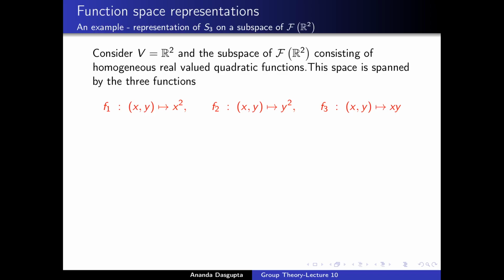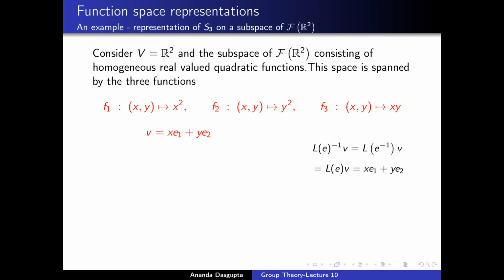Now, let us make use of the representation that we have already figured out of S3 on R2 and use that to induce a representation on this subspace of homogeneous real-valued quadratic functions. The first thing that we are going to look at is the identity, and of course L(E) of V is simply V, but what we need to remember is L(E) inverse, but that again is also obviously V. So under the action of L(E) inverse, the vector with components x and y stays with components x and y.